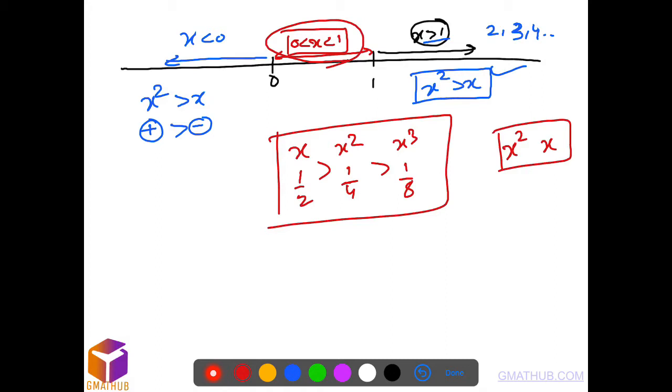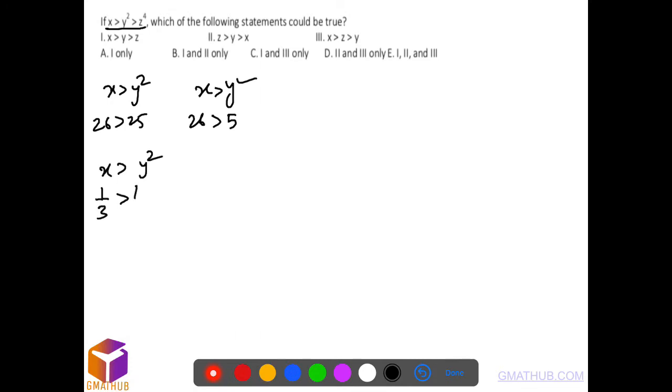Okay, so if we see here, let's take one thing at a time. Let's say x is greater than y square. Let's say 26 is greater than 25. So x and y in that case would be 26 and 5. So x is bigger than y. Let's say x is greater than y square, and 1 by 3 is greater than 1 by 4. So again, x and y in that case would be 1 by 3 and 1 by 2.